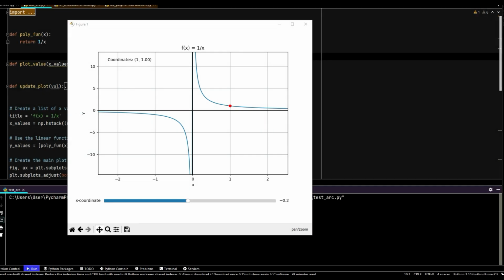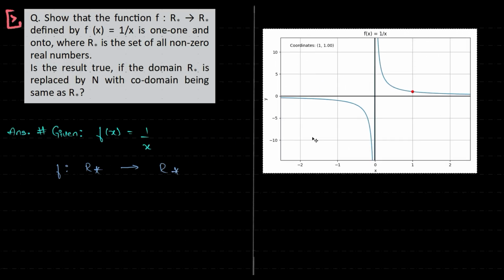Let's understand this graph. What is it that we're looking at? First things first, we need to understand that this line, the y-axis, represents your output set. This is our output set, that is your codomain, while this is your domain, that is nothing but your input. This is the very first thing that we need to understand.